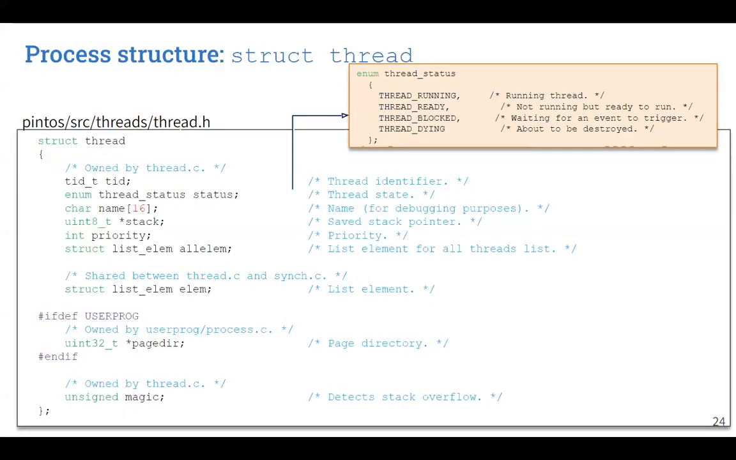So the process structure is essentially struct thread. Because in Pintos we don't support multi-threading, one process maps to just one thread. So you can just think of one thread as a process. In thread.h, there is the struct thread, and there are these fields. You'll probably be adding new fields as you implement the projects, but these are the fields given to you.